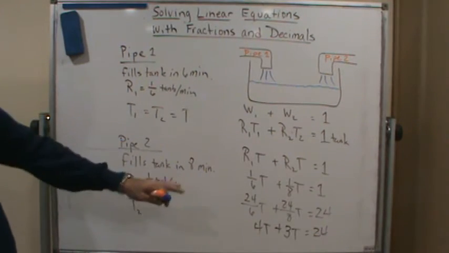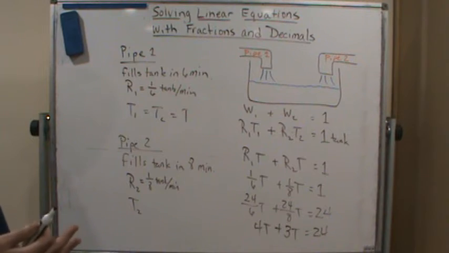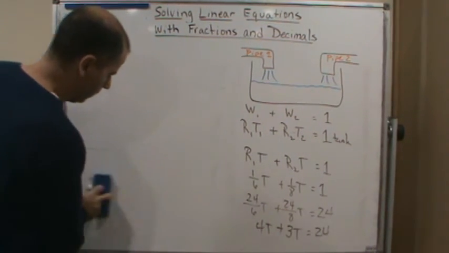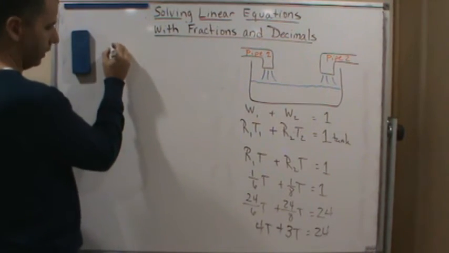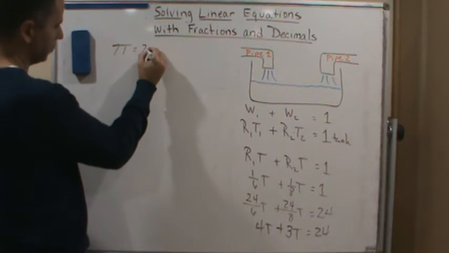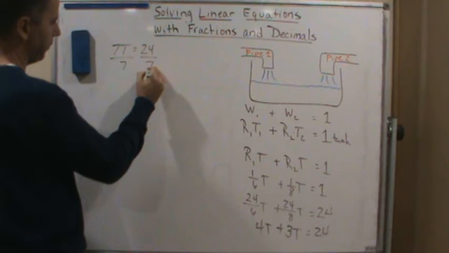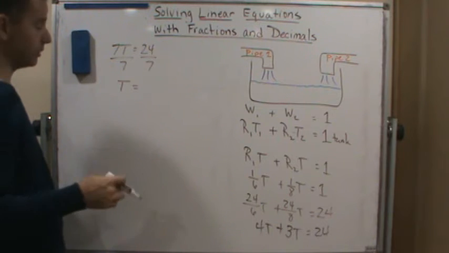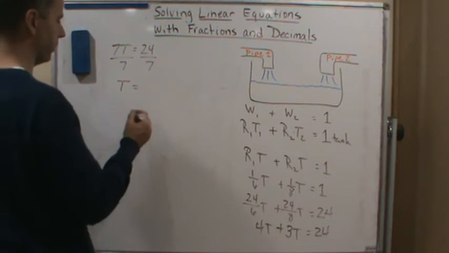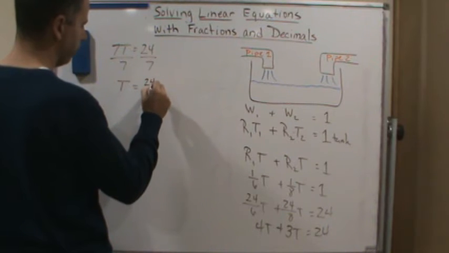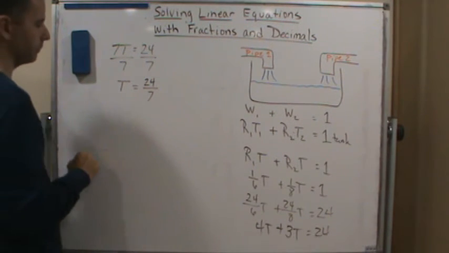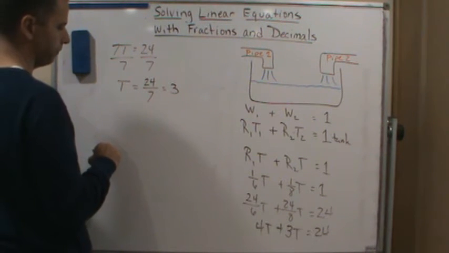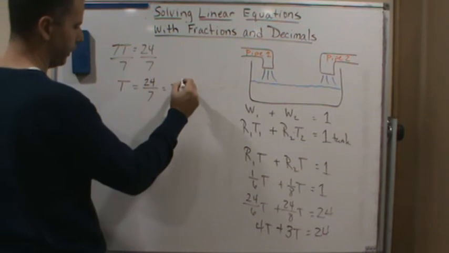Now all I have to do is combine like terms, right? What do we get? Our answer is 7t equals 24. Then we divide both sides by 7, and we get t, the total time that they're working together to fill the tank, is 24/7, which is 3 3/7.